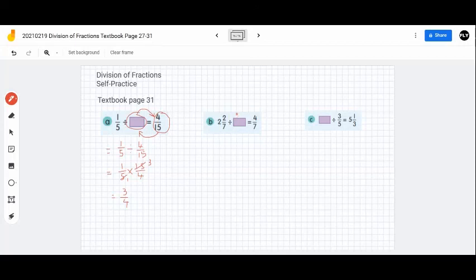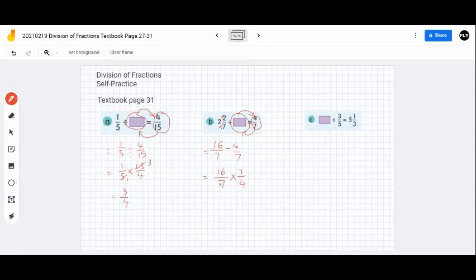Look at B. Same thing. Switch their places. Okay, and look at this. This is a mixed number. Change it to an improper fraction. 7 times 2, 14. 14 plus 2 is 16. 16 over 7 divided by 4 over 7 equals the unknown. Okay, next step is 16 over 7 multiplied by the inverse of this fraction, 7 over 4.